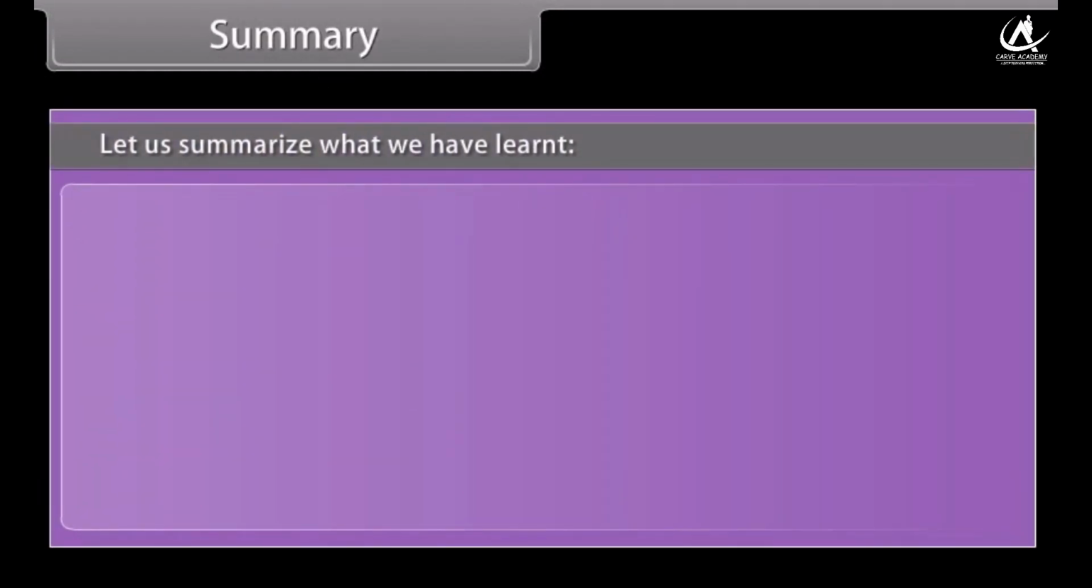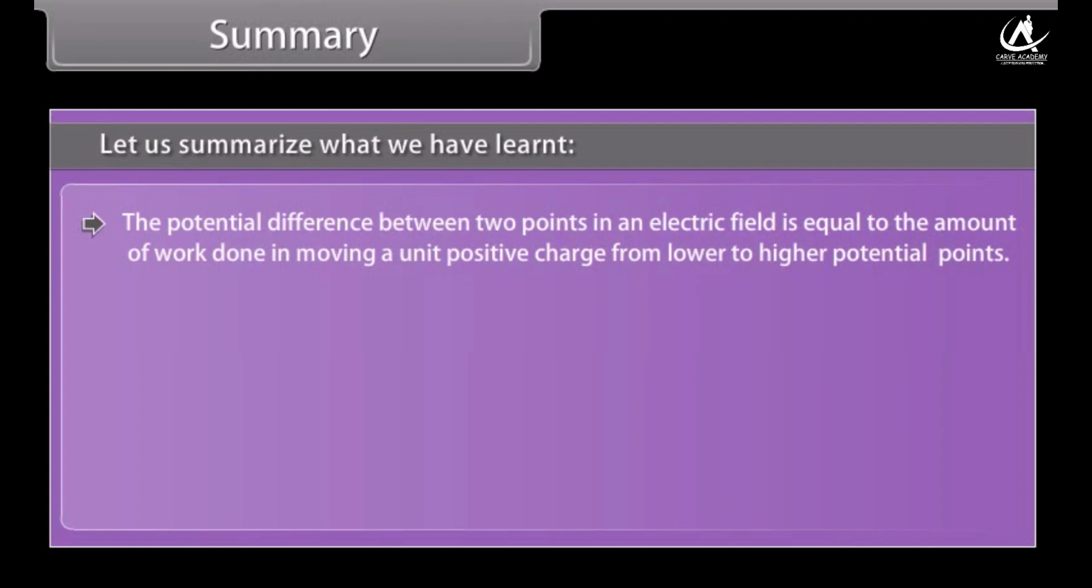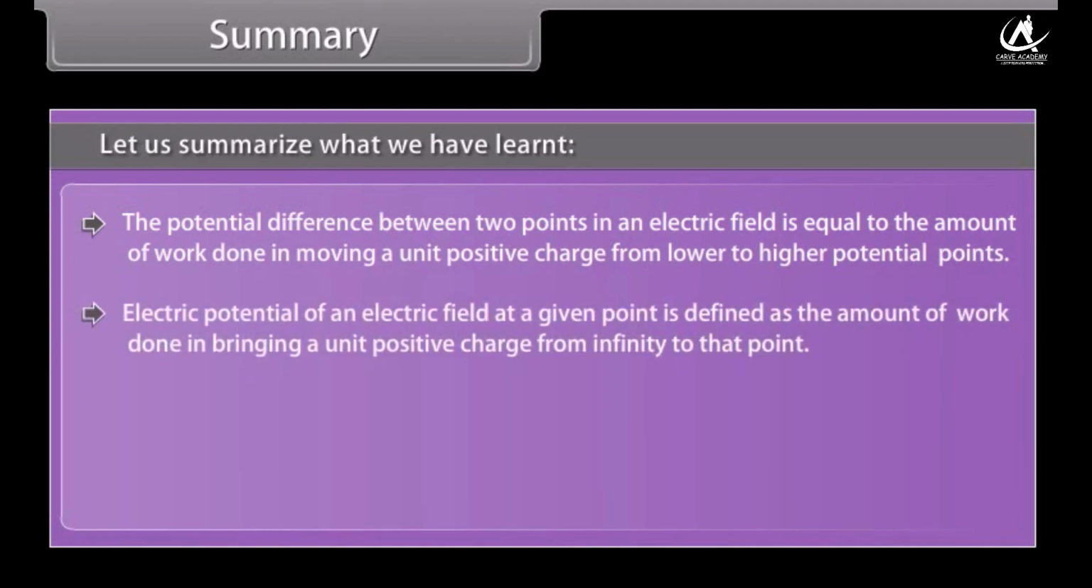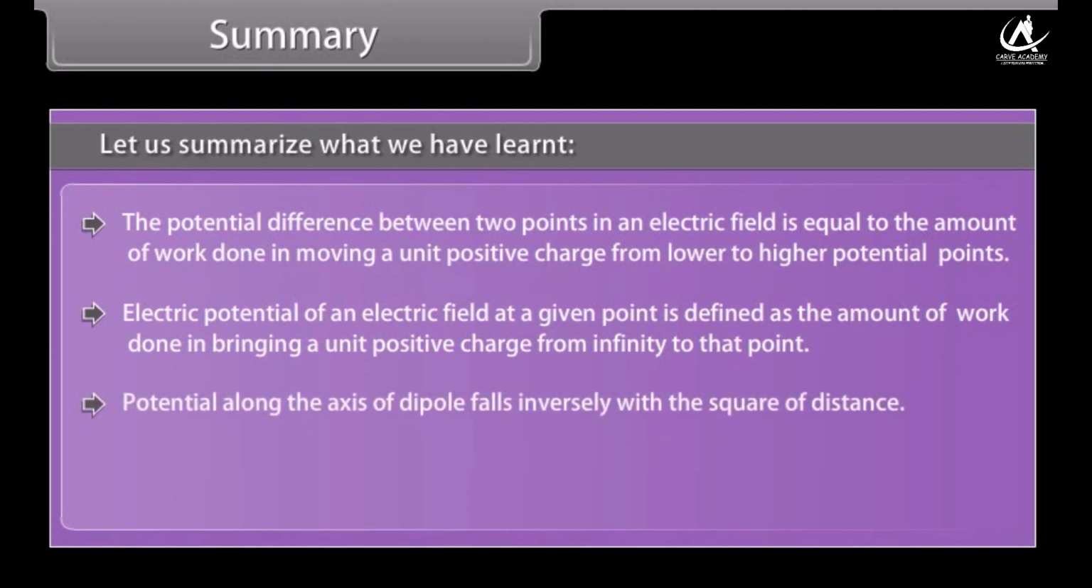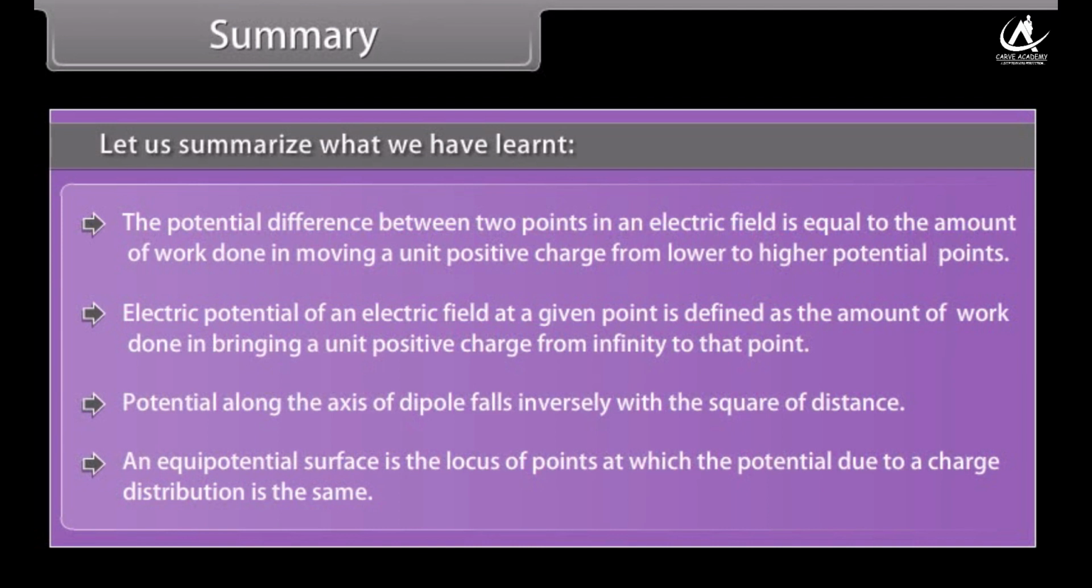Summary. Let us summarize what we have learned. The potential difference between 2 points in an electric field is equal to the amount of work done in moving a unit positive charge from lower to higher potential points. Electric potential of an electric field at a given point is defined as the amount of work done in bringing a unit positive charge from infinity to that point. Potential along the axis of a dipole falls inversely with the square of distance. An equipotential surface is the locus of points at which the potential due to a charge distribution is the same.